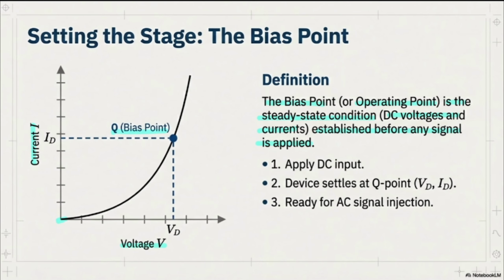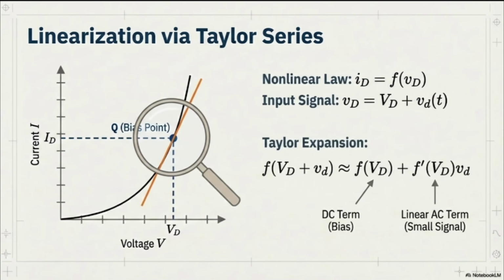It means that at this time, I can apply the DC input. This device settles at the Q point, which is called V_D and I_D, and is going to be ready for any kind of AC signal injection. Because as you remember, right now I only have V_D based on I_D, and this is very specific and completely related to the component that I have. But I still haven't talked about how much or what kind of voltage I am going to apply. So this point is going to help me work on that. So let's talk about it.